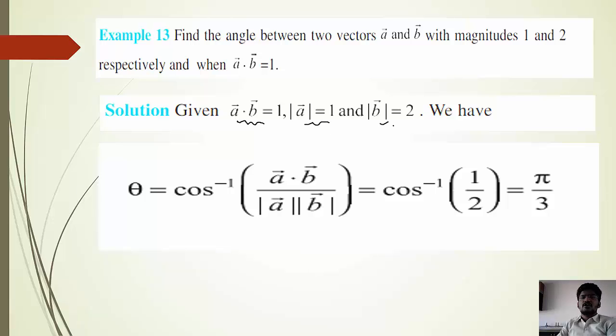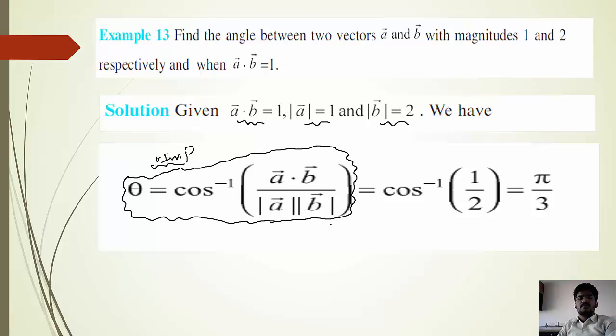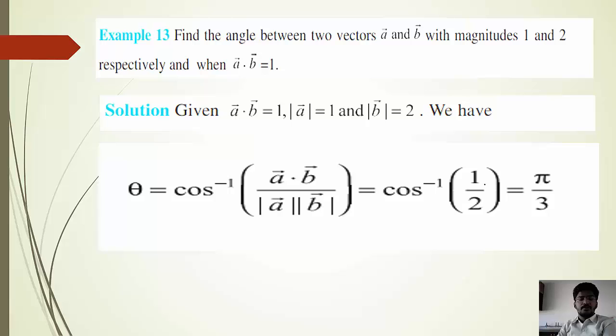Mod A is also a given term, mod B also a given term. Very important is the formula for angle, that is theta equal to cos inverse of vector A dot vector B divided by magnitude of A into magnitude of B. Clear? So write all the given terms in the place of A dot B, and in the place of magnitude of A and magnitude of B, you simplify, it will be 1 by 2. So cos inverse of 1 by 2 is nothing but pi by 3. Clear? So let us go for the next problem.